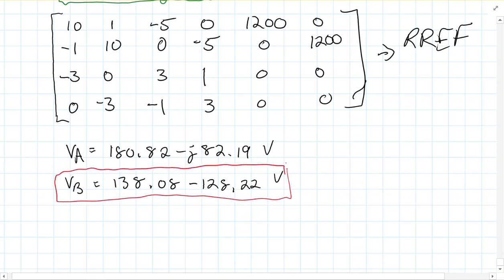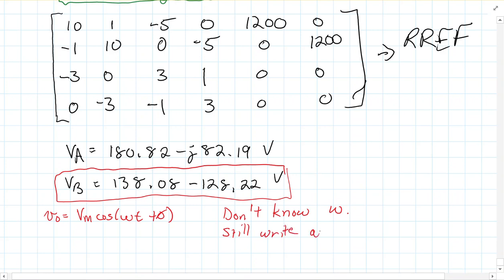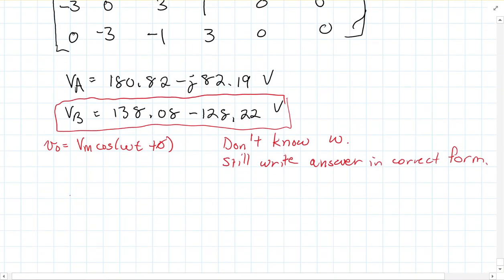And, you know, we always said that we want to write my v out in terms of, like, a Vm cosine omega t plus phi. Now, remember, we don't know omega, but we can still write the answer in correct form. What do I mean by that? Well, convert to polar.